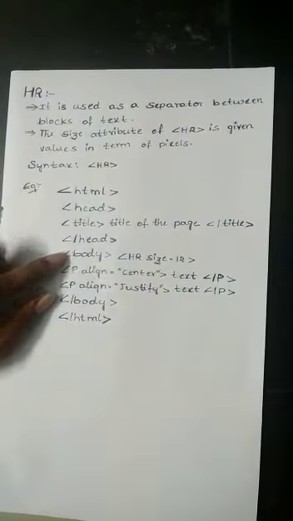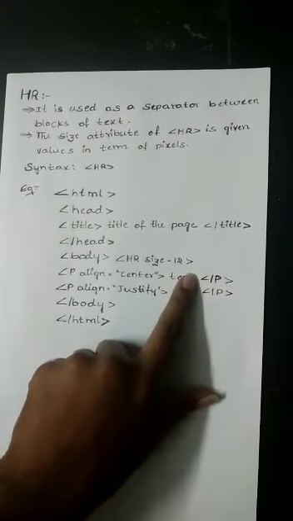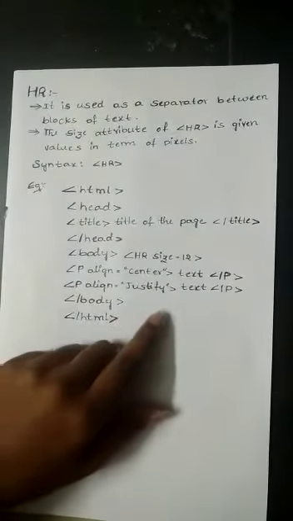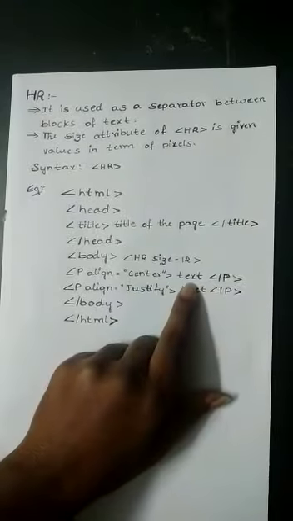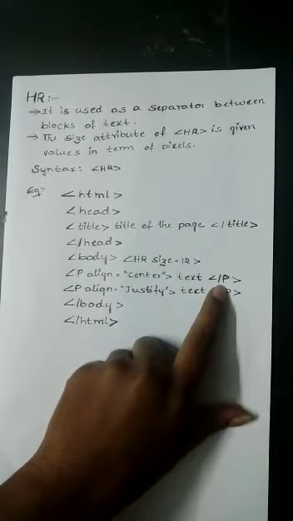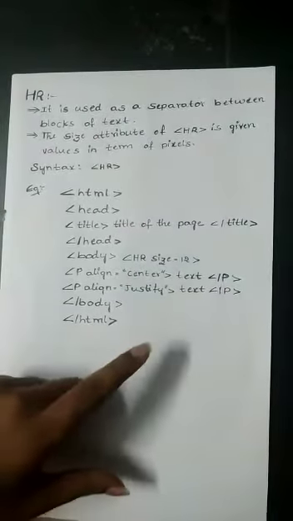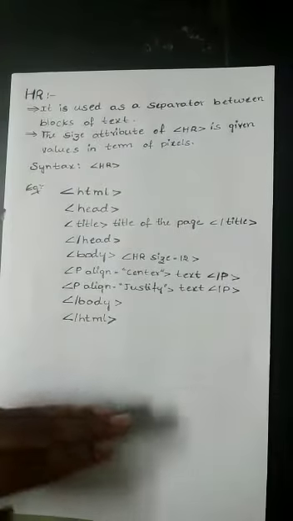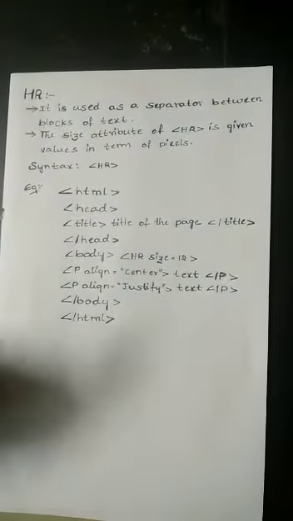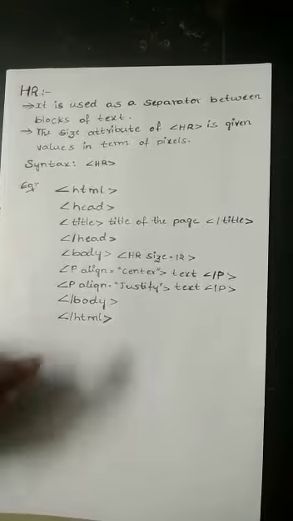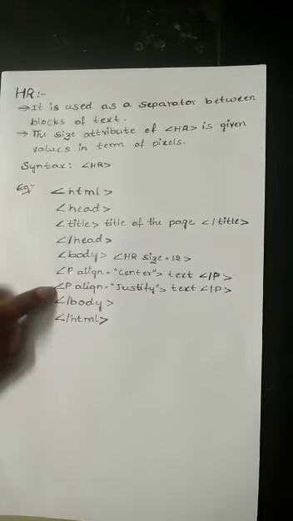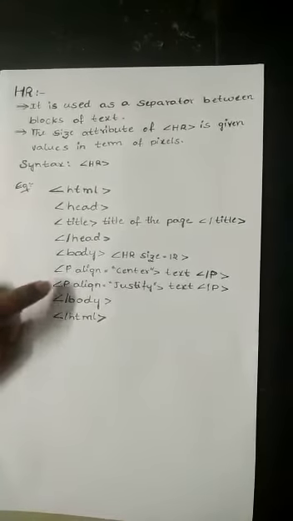Coming to body tag, HR size is equal to 12, P align equal to center. Here you write your paragraph and close paragraph tag. Then the whole paragraph will come into the center of the page, because here you used P align equal to center align.